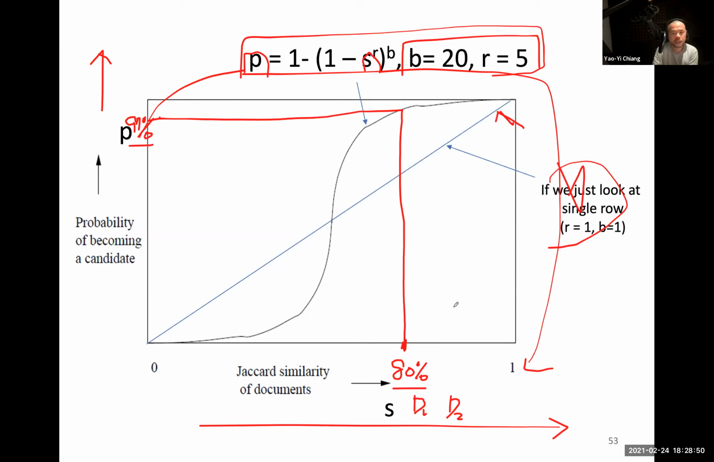So think about this. You have a huge document archive, and in that archive you want to find all document pairs that have 80% or more Jaccard similarity. Based on some prior knowledge, let's say you can assume that you have 100 document pairs that will have exactly 80% Jaccard similarity. Based on this chart, how many of these 100 pairs will become a candidate?